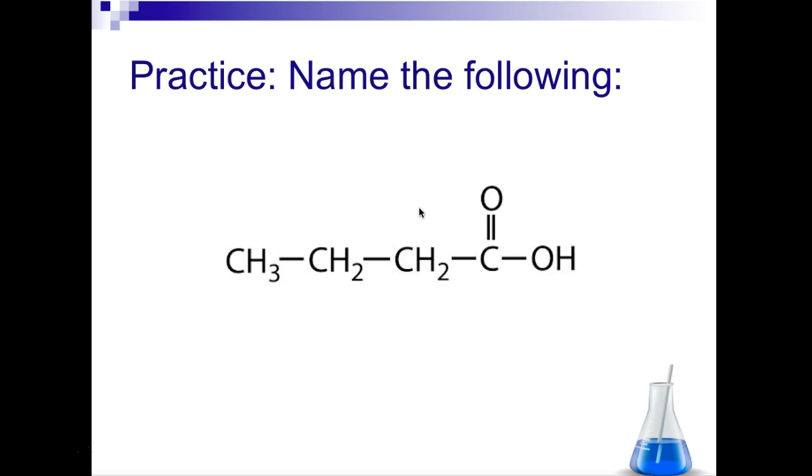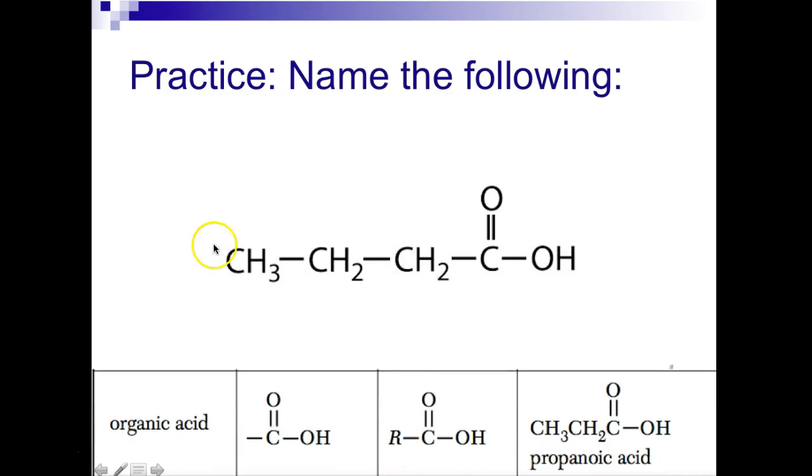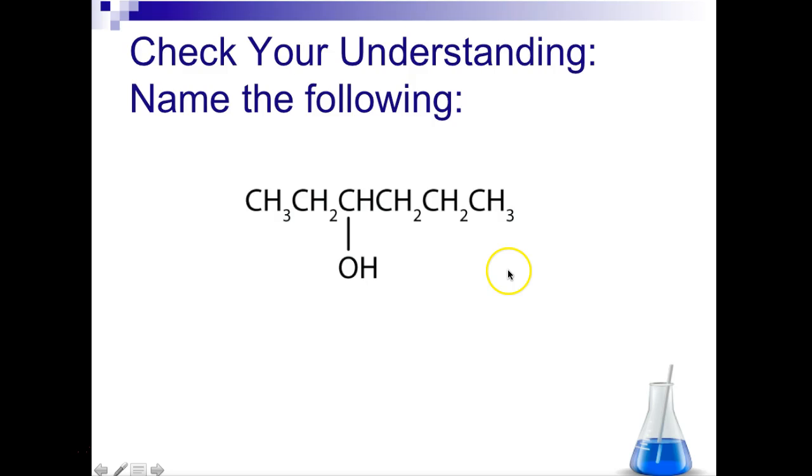And let's look at this practice. Unpause the video when you're ready. Great, so this is going to come up as a carboxylic acid. So it's going to be 1, 2, 3, propanoic acid, or 4, butanoic acid, excuse me. And let's look at this, check your understanding, and tomorrow first thing in class.